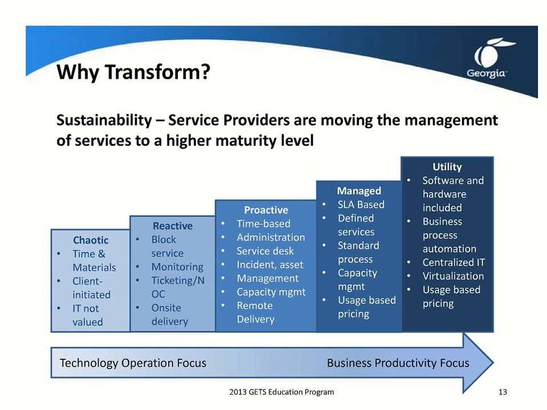Why transform? Sustainability. Service providers are moving the management of services to a higher maturity level. IT maturity is a word you may hear regarding GETS. It simply means to what degree does information technology link to and support your business goals. With the GETS model, we have moved from a technology operations focus to a business productivity focus.